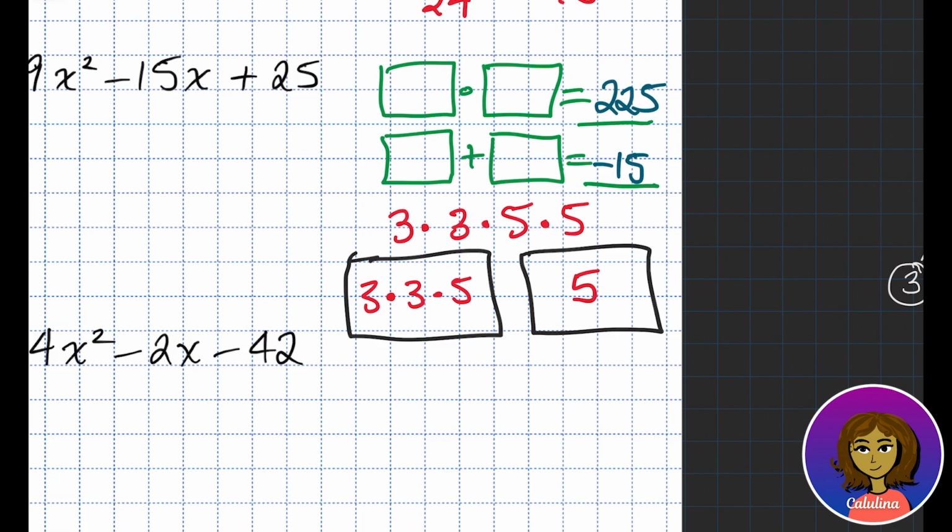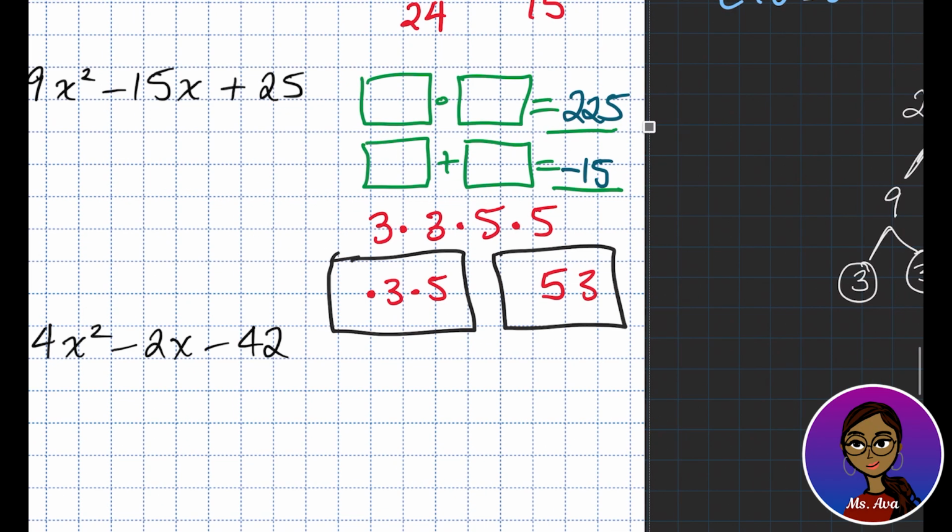Okay, well, what if we put one of the 3's in the other one? Okay, so you want me to put one of the threes over here. If I put one 3 over here, then each box has a 3 and a 5, and so what will both of them be? That's just going to be like 15 and 15. Yes, and is there a way to use 15 and 15 in order to get a negative 15 by adding or subtracting? No.